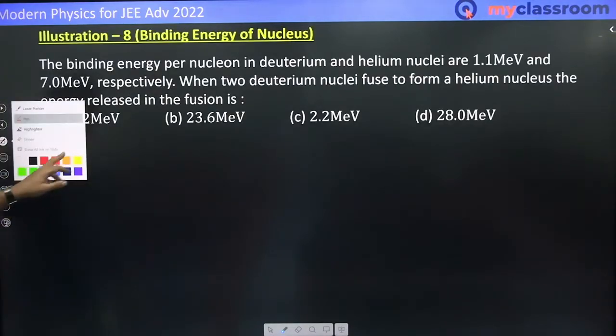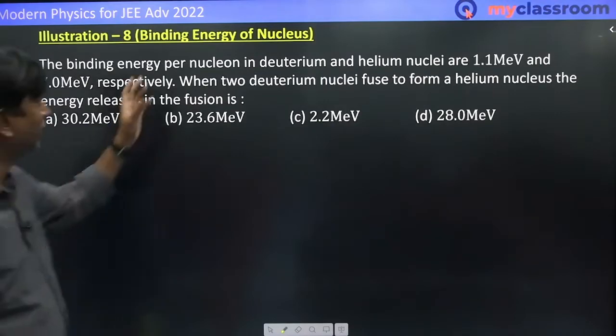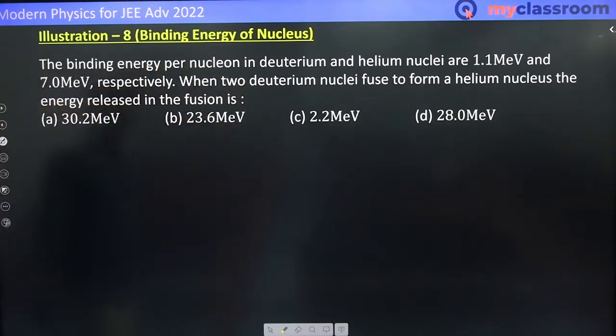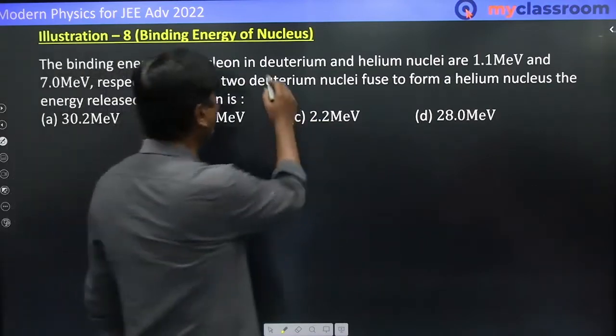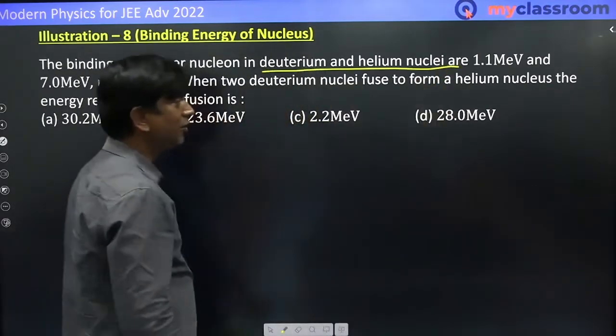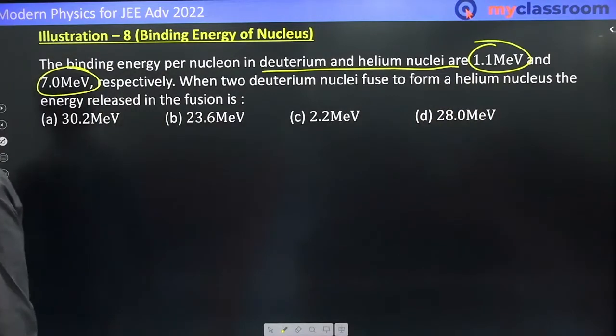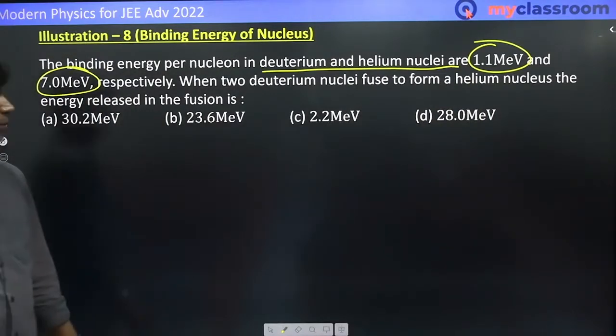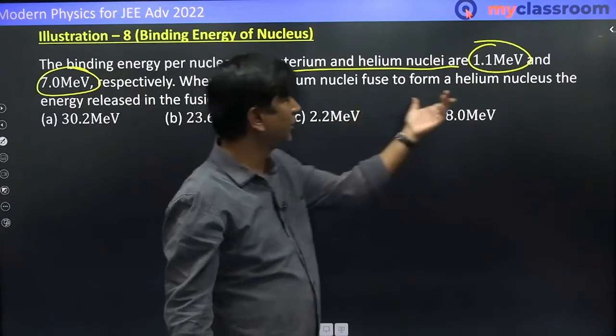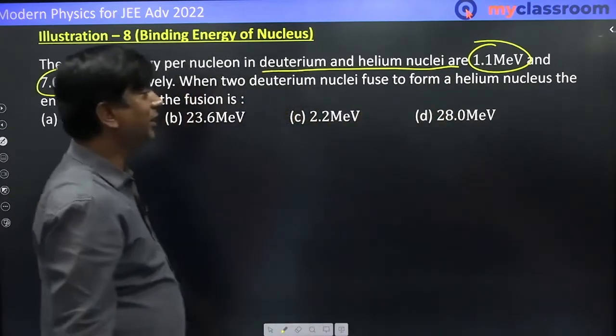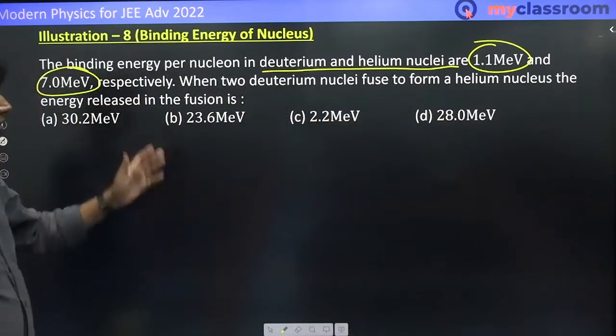Now we are into nuclear physics, the concept of binding energy of the nucleus. The binding energy per nucleon in deuterium and helium nuclei are 1.1 million electron volts and 7.0 million electron volts respectively. When two deuterium nuclei fuse to form a helium nucleus, what is the energy released in the fusion?